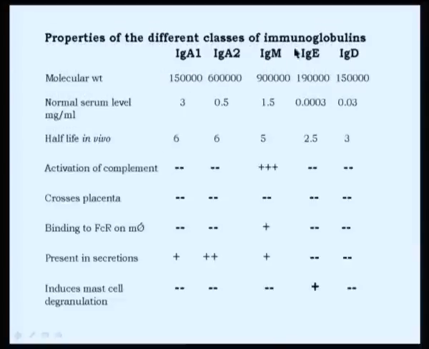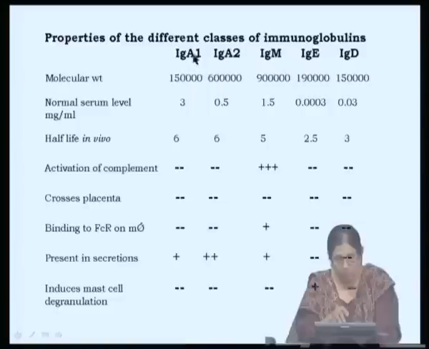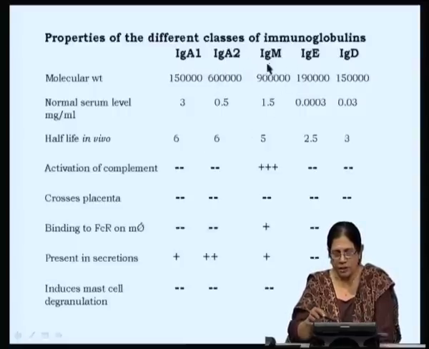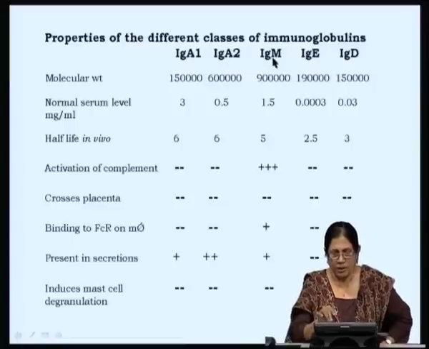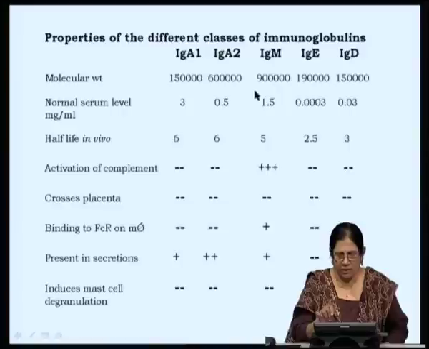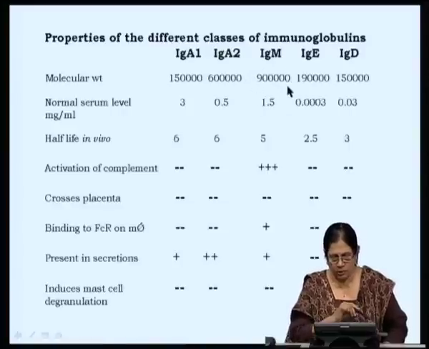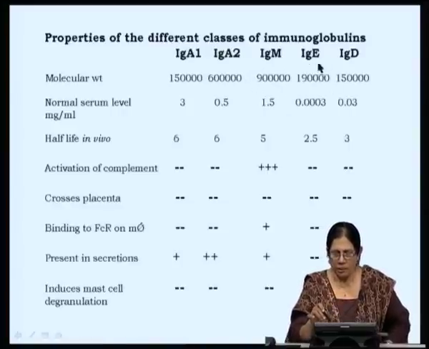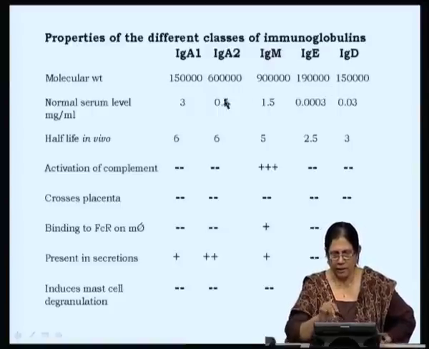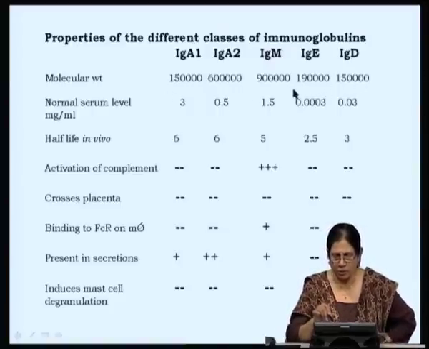Now, properties of the different classes of immunoglobulins other than IgG, that is IgA1, IgA2, this is a monomer, this would be a dimer, trimer, IgM, E and D. You can see that IgM being a pentamer along with the J chain has a molecular size which is around 900,000. IgE, because of an extra constant domain, has a molecular size larger than IgA1 and IgD, which is 190,000.